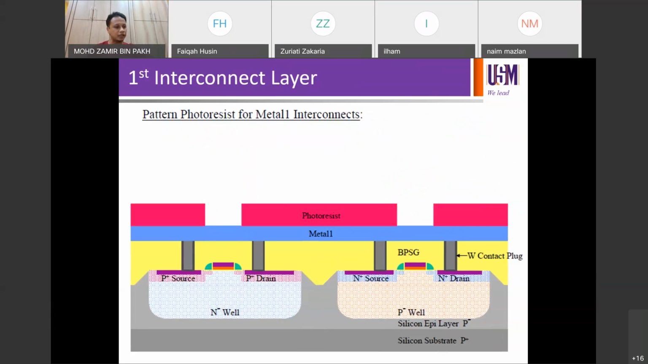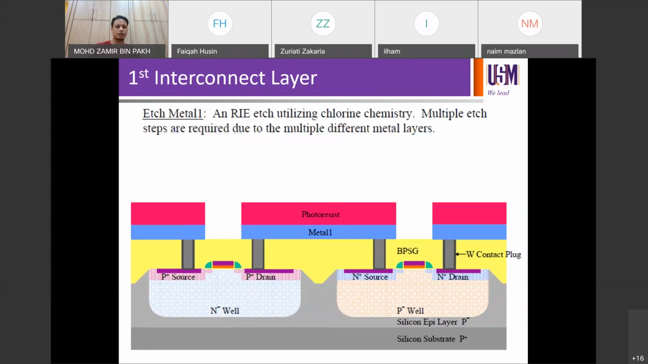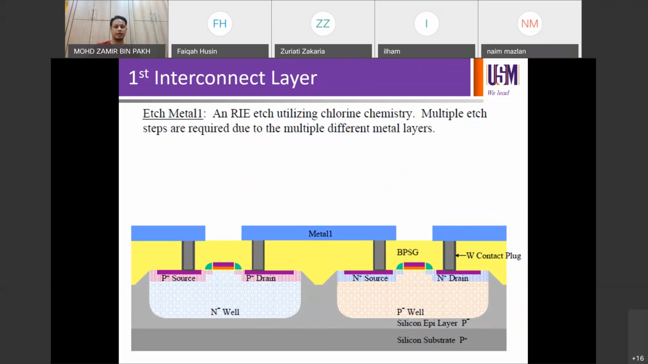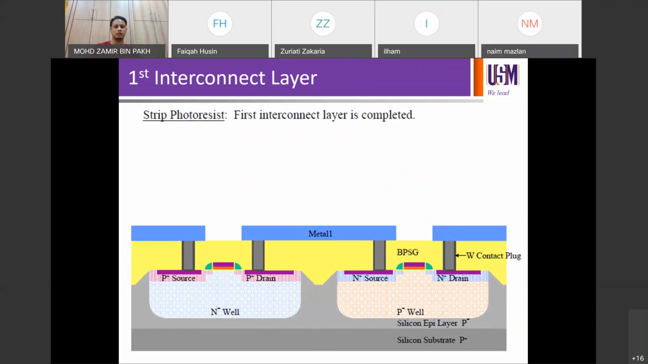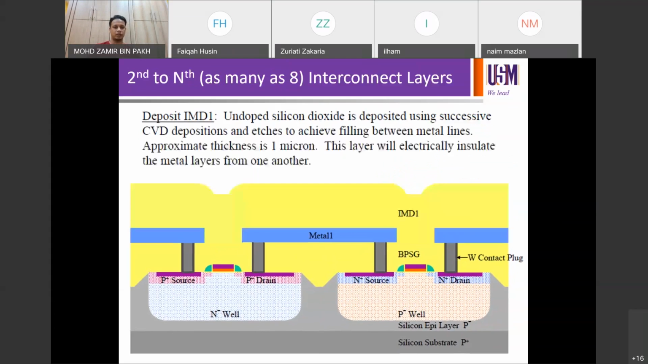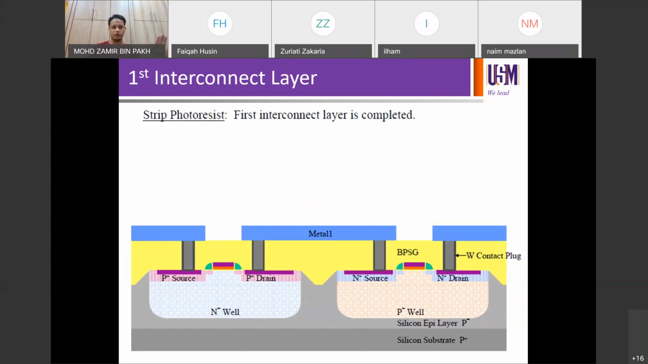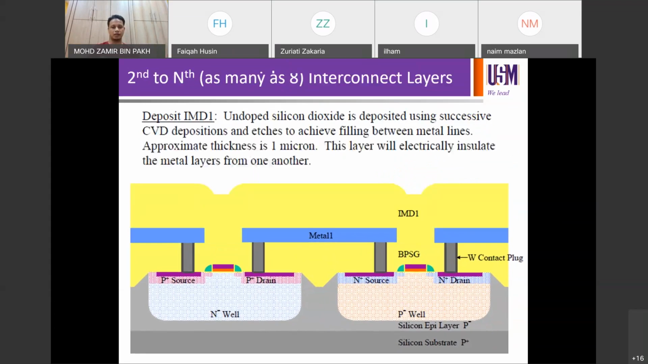Next, you pattern the resist again. Next, you etch the metal 1. Etch metal 1 using RIE, fluorine. Next, you remove the resist. You dapat metal 1 being patterned, so your first interconnect layer is ready. So I'll just stop here first. So you now have your metal 1.